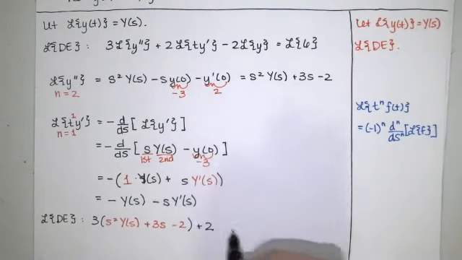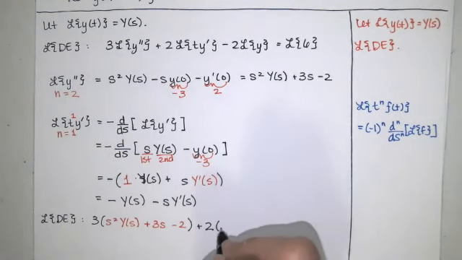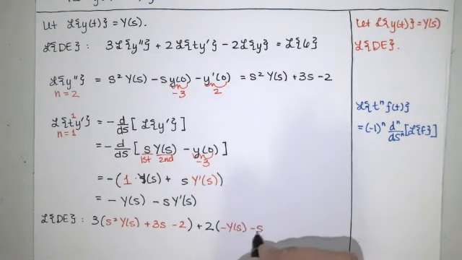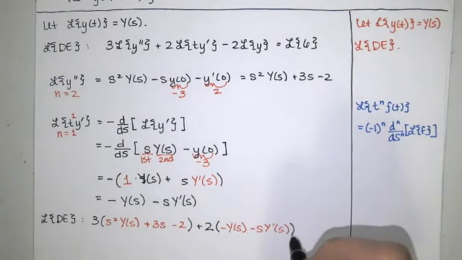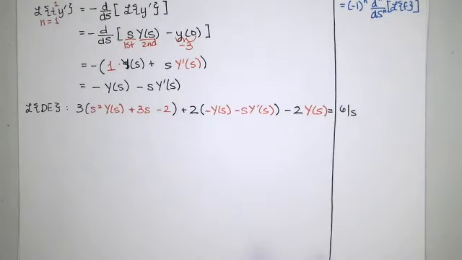And then we have 2 times this quantity, negative y of s minus s times y prime of s, minus 2 times the Laplace transform of y, which is y of s, equals the Laplace transform of 6, which is 6 over s. Okay, now let's simplify this equation.